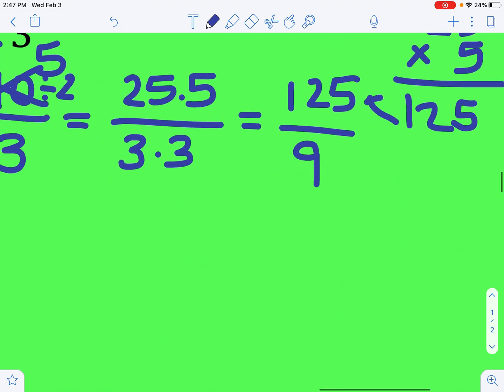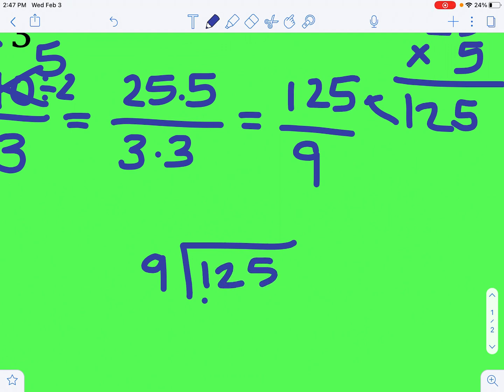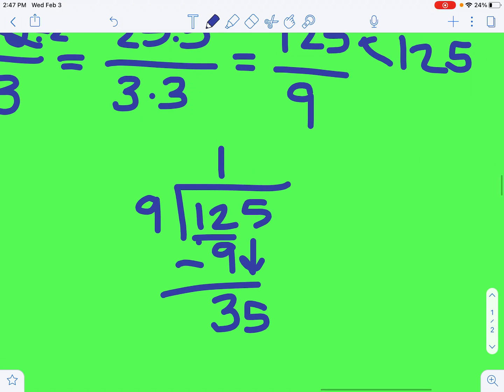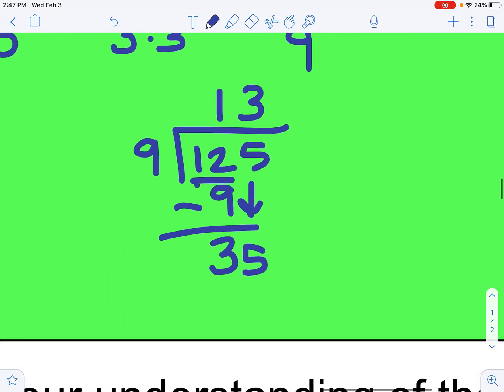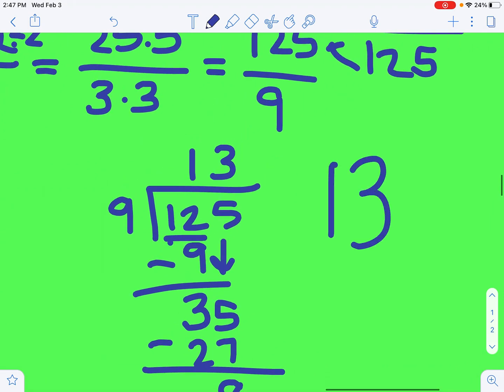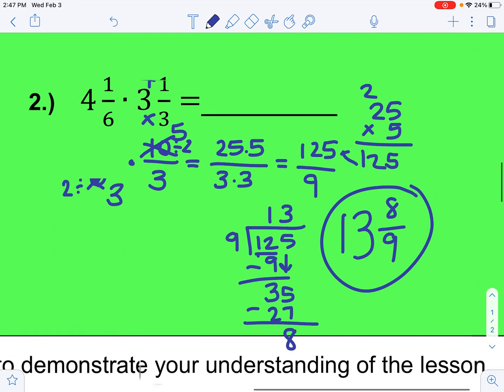Alright, we can change that to a mixed number. 9 fits inside 1 0 times, but it fits inside 12 1 time. Subtract, we get 3, bring down our 5. 9 fits inside 35 3 times. 9 times 3 is 27. Subtract, we get 8. Alright, so we get 13 and 8 ninths, and that is our answer.